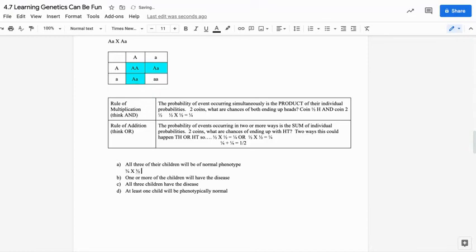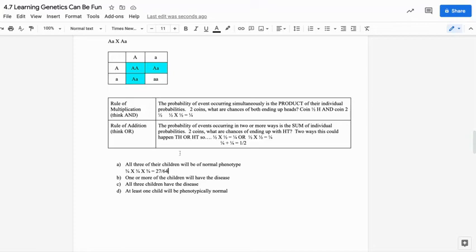So all 3, a 3/4 shot of being normal, multiply them together. 3 times 3 times 3, 27. 4 times 4 times 4, 64. Okay, so you have a 27 out of 64 chance that all 3 of your children will end up normal.